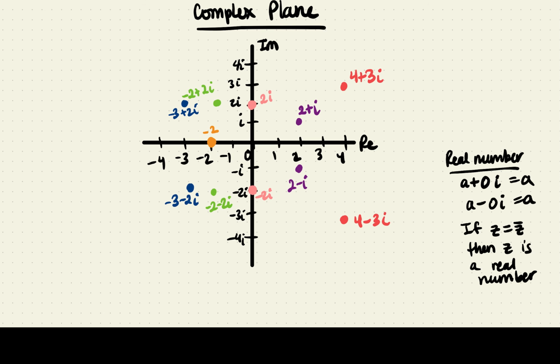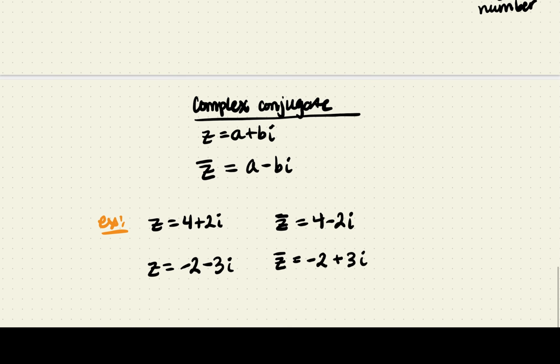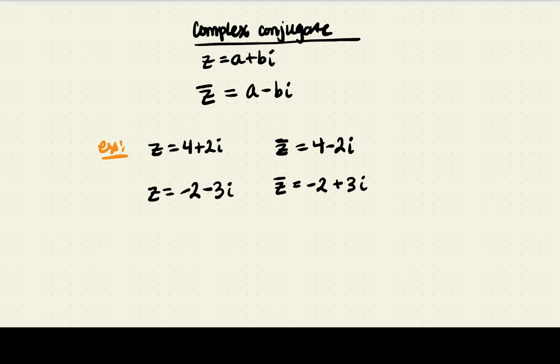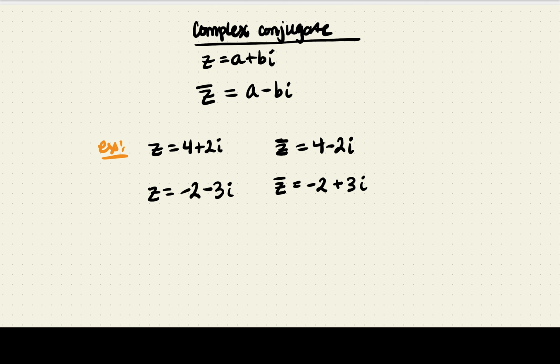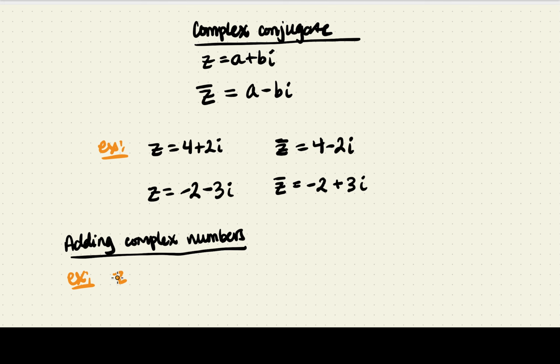Okay, the last thing I want to talk about in this video is adding complex numbers, and for that we're just going to combine like terms. So down here, adding complex numbers. This just means we're going to add the real parts together and then we'll add the imaginary parts together. So let's let, just like we had up here, let's let z equal 4 plus 2i, and maybe I'll use a different letter. Let's say w is -2 minus 3i.